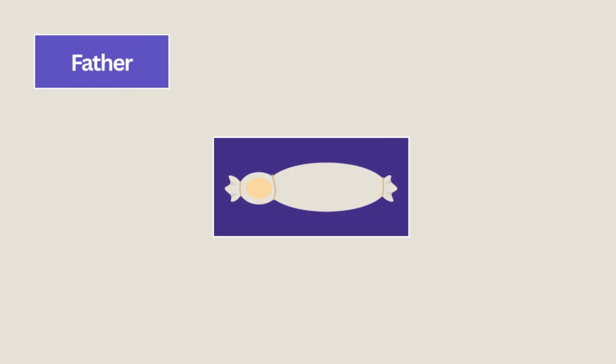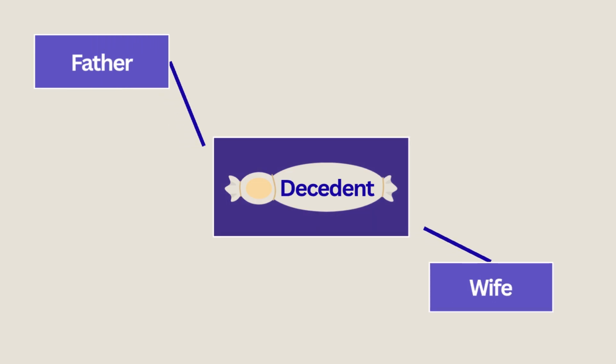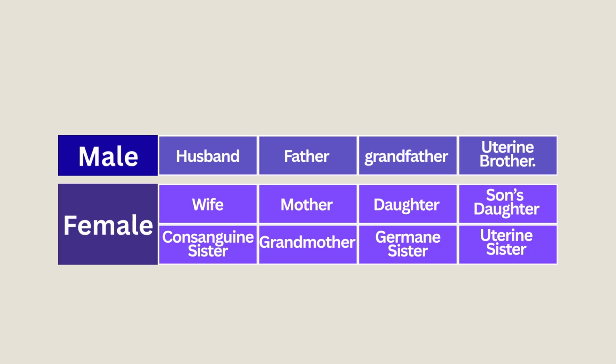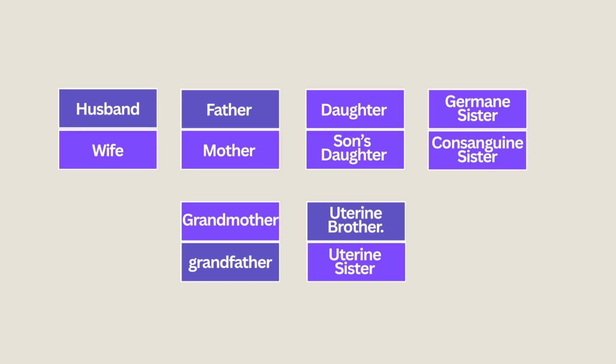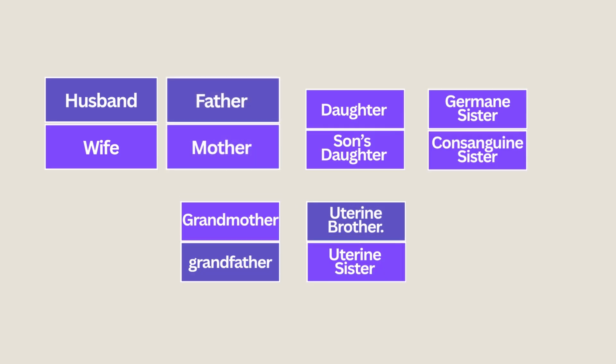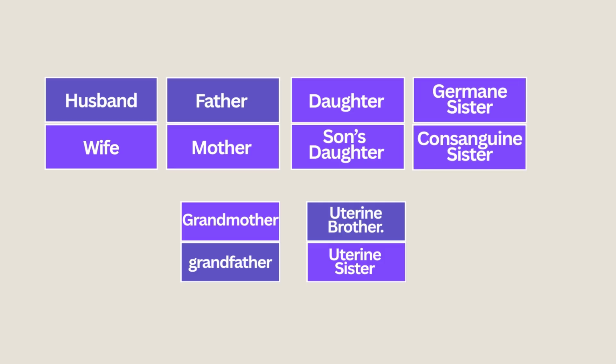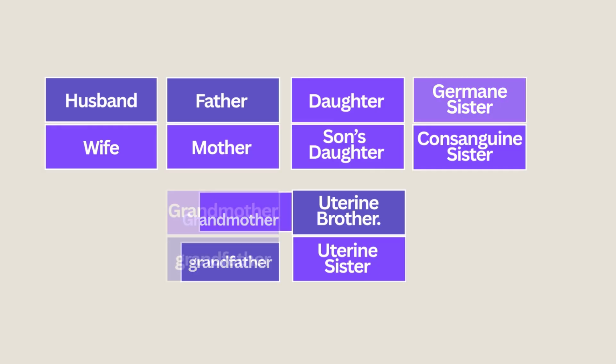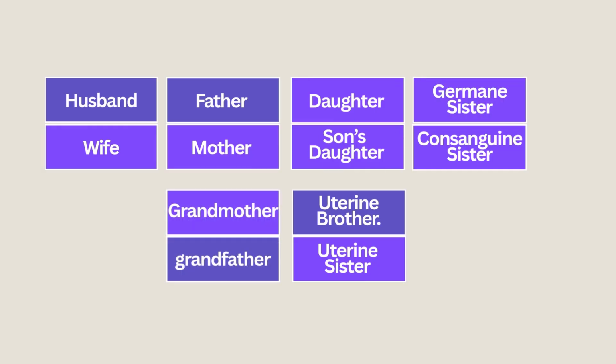These sharers are identified based on their relationship to the decedent. For instance, the father is the direct father of the deceased, while if a wife survives, it means the deceased was her husband. Now, here's a tip, especially for those taking exams or studying Islamic succession. Try to pair them by relationship: husband and wife, father and mother, daughter and son's daughter, germane sister and consanguine sister, uterine brother and uterine sister, grandfather and grandmother.